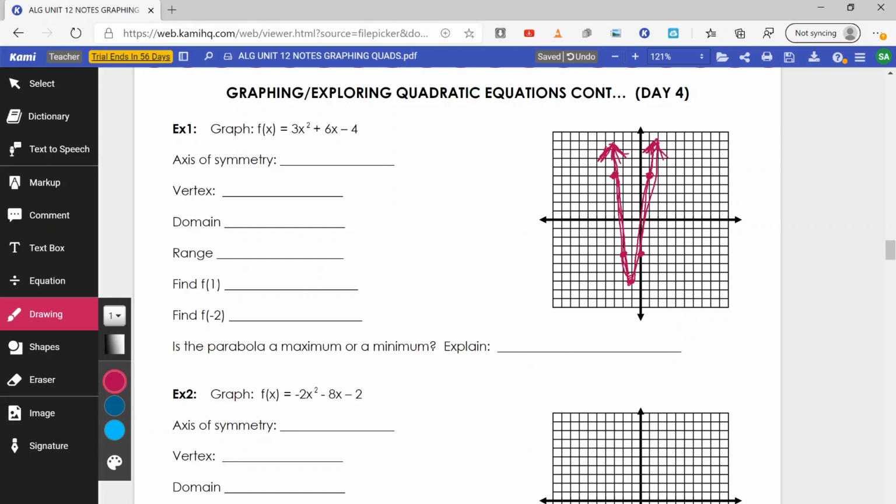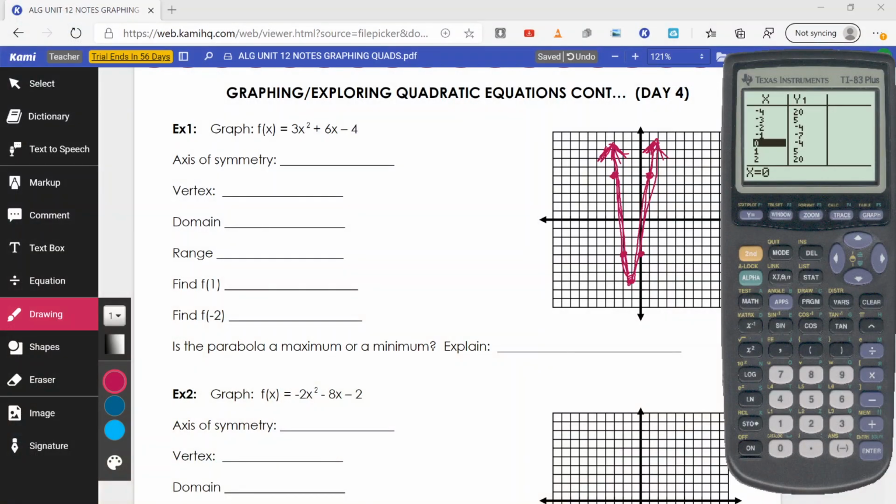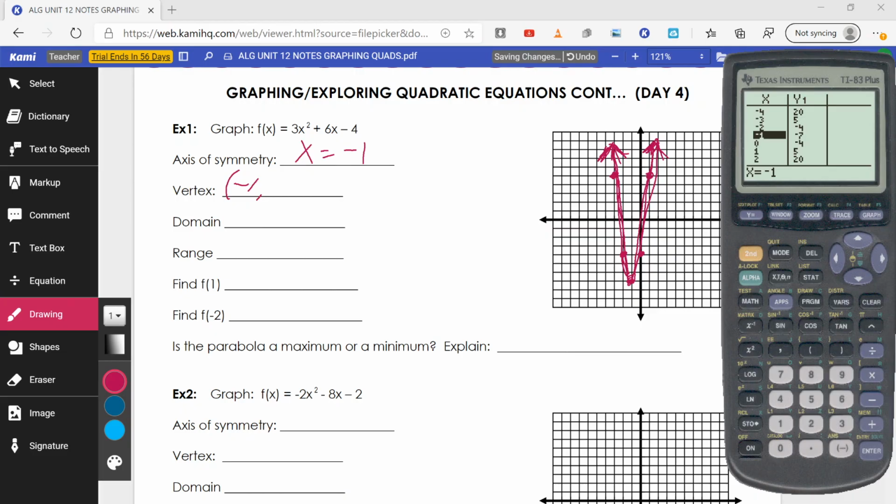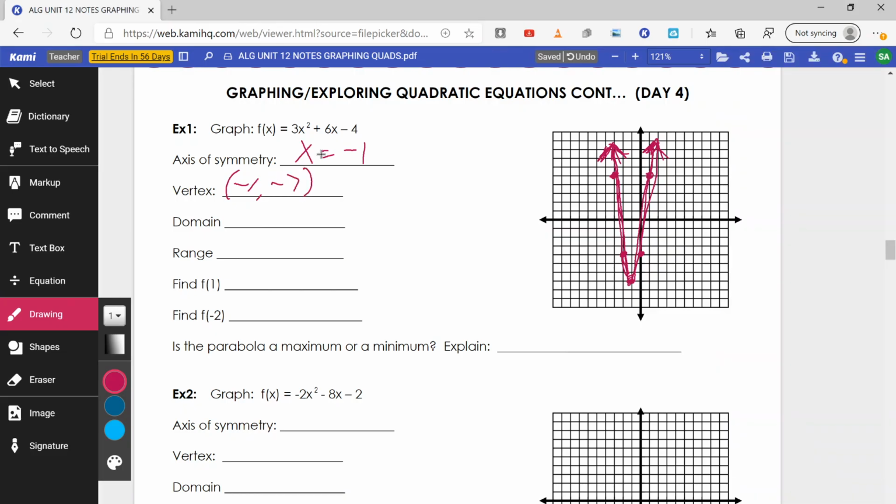The axis of symmetry is the x value around which I repeat. If we look at the calculator, it's the x value that's smack dab in the middle, which is, in our case, -1. So the axis of symmetry is x equals -1. And the vertex is the x value of our axis of symmetry, so -1. And when it was -1, we got a y value of -7. So there's my vertex, -1, -7.